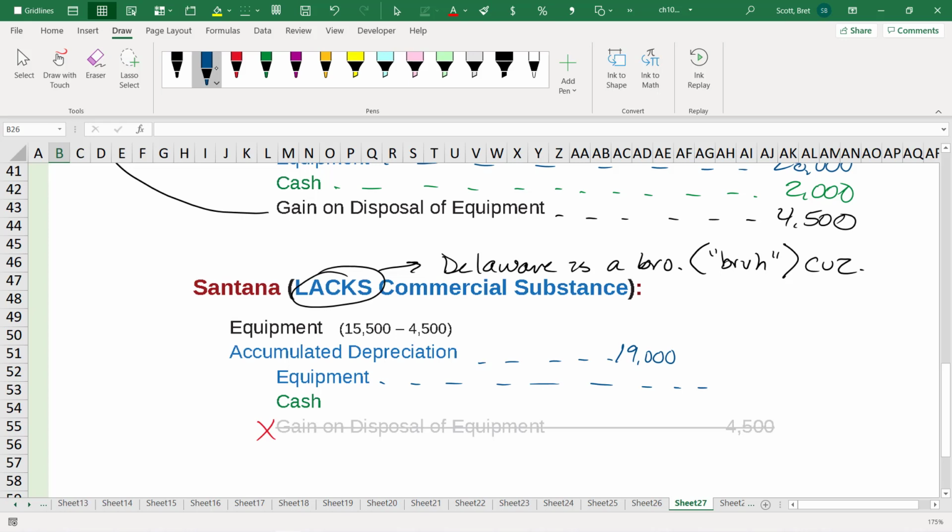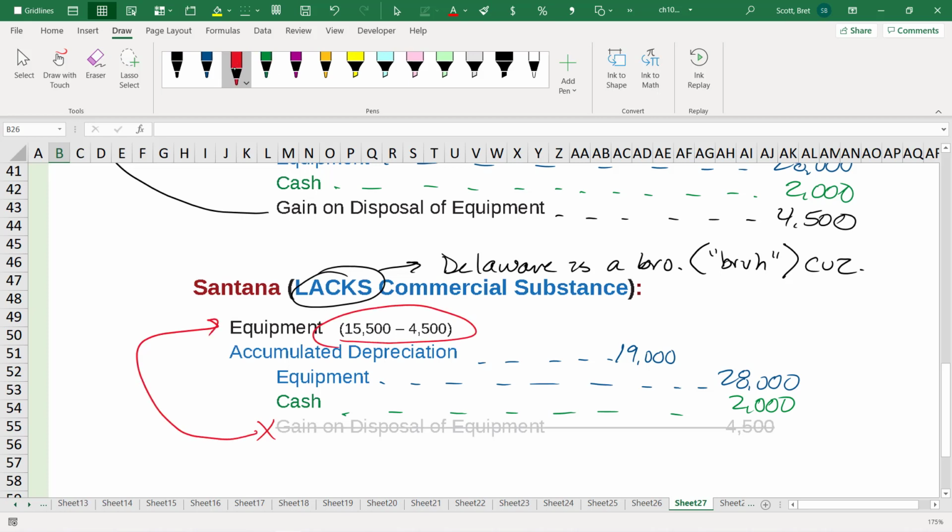We get rid of the cost basis, $28,000. We show that we paid cash of $2,000. Okay, the $4,500 gain is netted with the fair value of the equipment. So in this case, $15,500 minus the $4,500 means I'm going to show a cost basis in this transaction of $11,000. Why? Because it was a transaction with a family member.